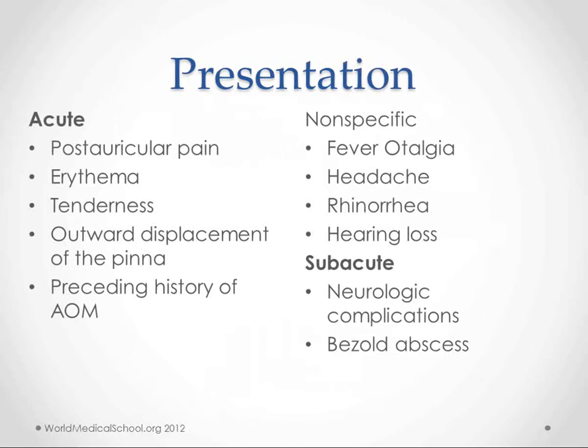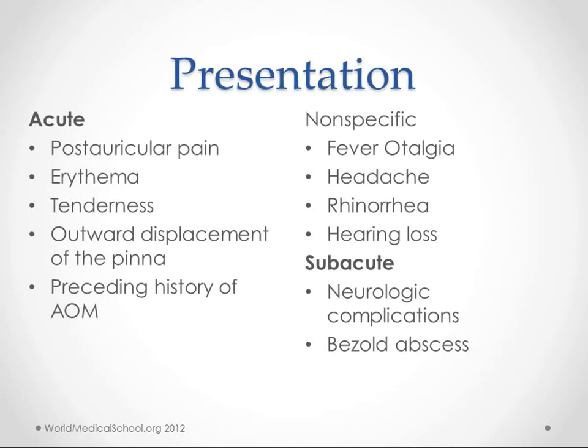So in an acute presentation, usually these kids will have post-auricular pain. So just pain behind their ear, some redness, some tenderness back there. And some of them will also have an outward displacement of the pinna, so the ears kind of stick out. And in most cases, you'll have a preceding history of acute otitis media, but in some cases they won't remember or didn't notice because it was a fairly asymptomatic infection. But the consensus is that basically all of these do come from acute otitis media.